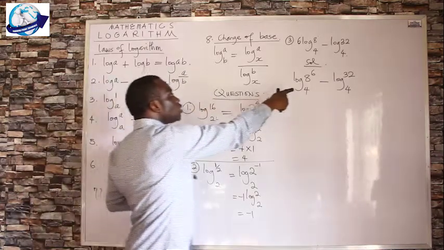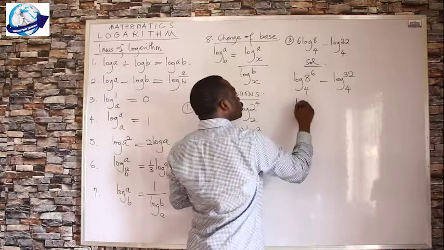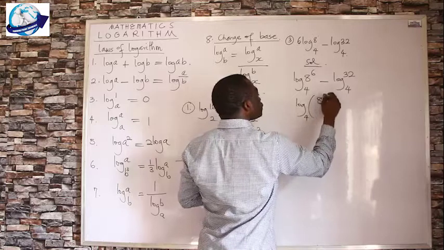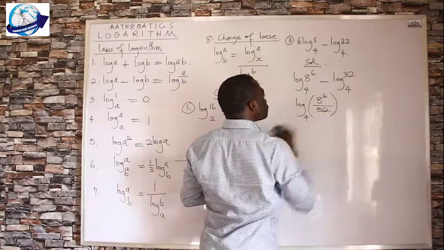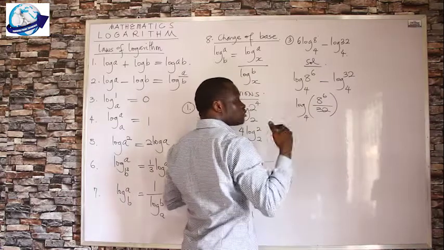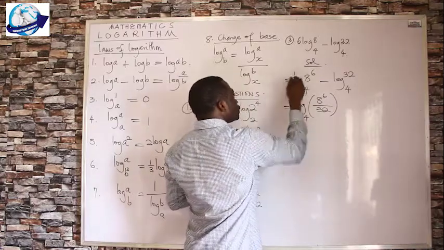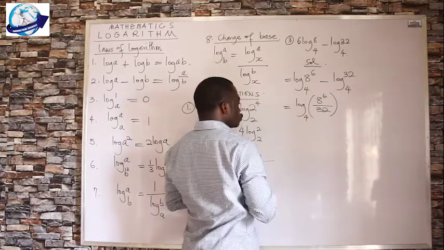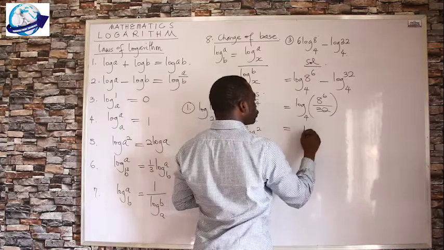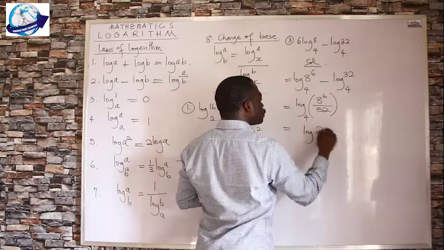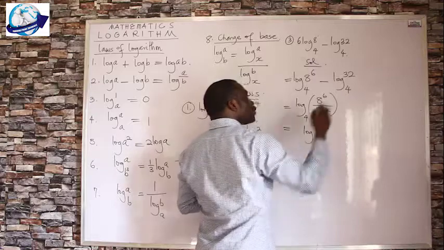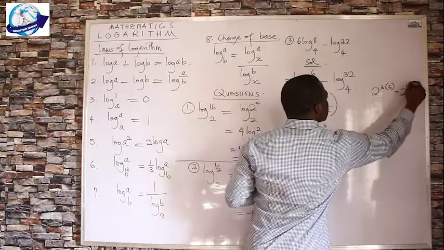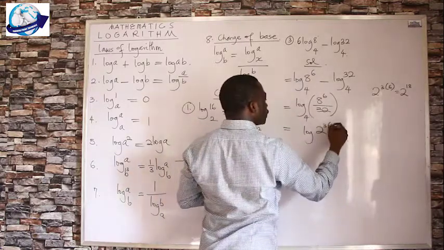So if I have this now, that means I'm having log, base 4, of 8 raised to the power 6 all over 32. This 8 raised to the power 6 will give a large figure. So what do we do? Simple. 32 can be placed in index of 2. So let's place 8 now. 8 itself is 2 raised to the power 3, and don't forget that there's a power 6. So 2 power 3 times 6 produces 2 power 18.